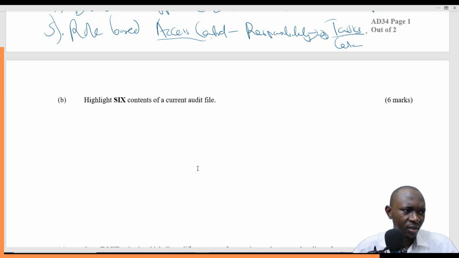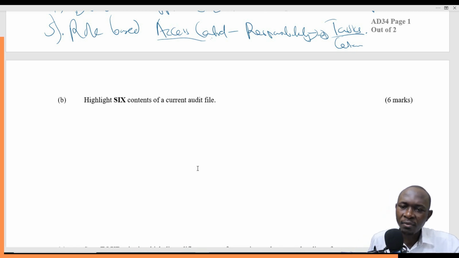Current audit file, we are interested in information that will guide us for that particular year that we are carrying out the audit. At the end of that financial year, the information might as well be irrelevant because we have already gathered what we wanted to gather out of that particular file. So what are some of the contents of a current audit file?